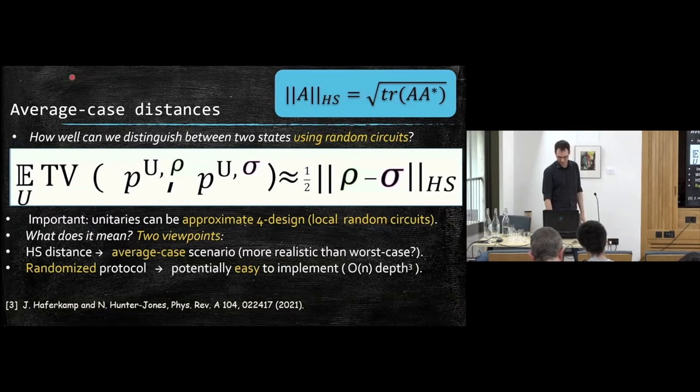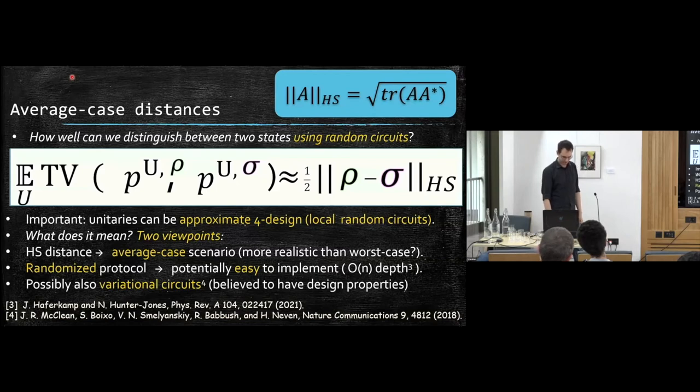Possibly. So maybe what's worth stressing here is that if we can calculate this Hilbert-Schmidt distance, it doesn't tell us the protocol for how to distinguish between those two states. It's just an information theoretical statement that you can do this using random circuits, but we don't have to know how.